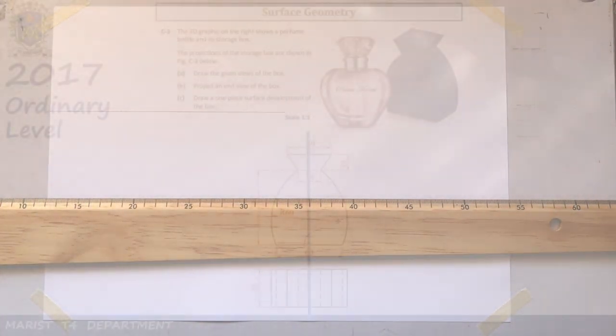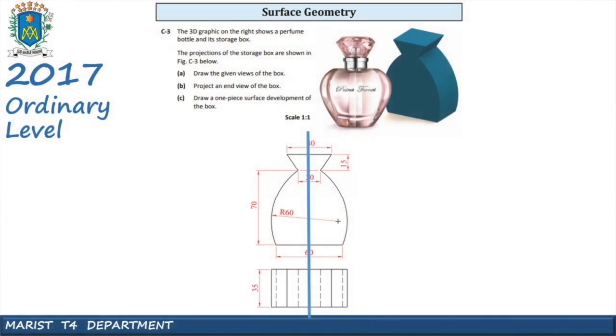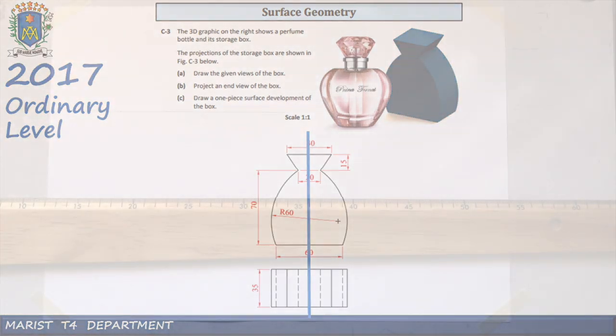Now, if we look at the question here, we can see that there's a center line down the middle of the question, because we have the two curves either side. So that center line is going to be pivotal to us. We're going to draw this elevation using that center line. The width measurements of 60, 20 and 40 are all based around the center line. It's like an axial symmetry.